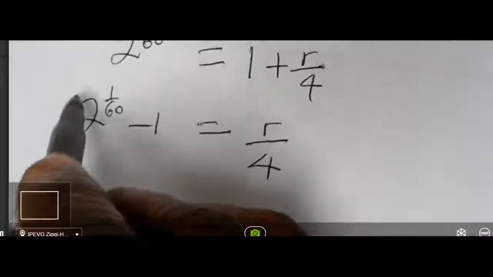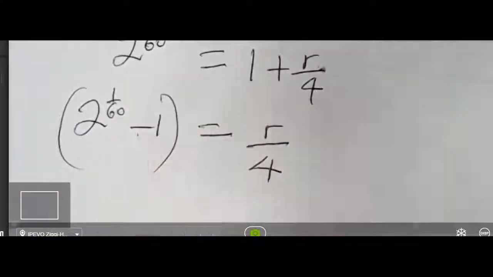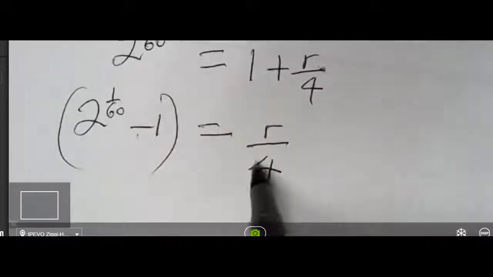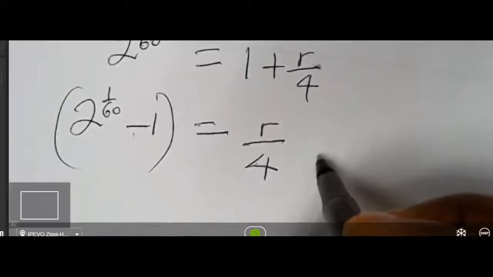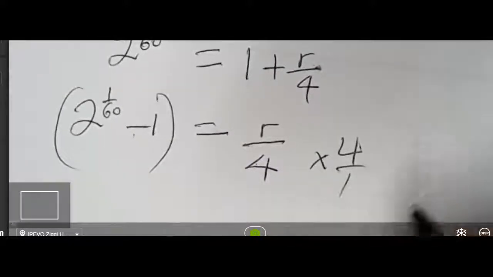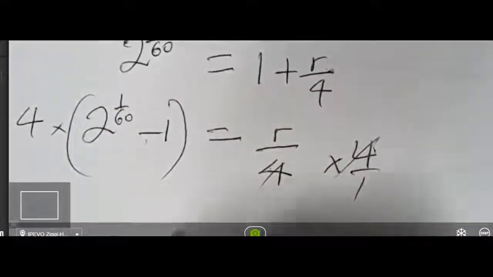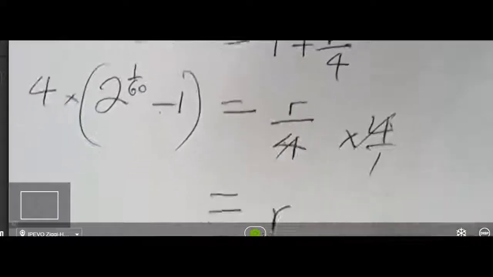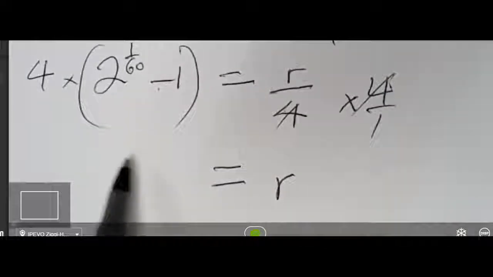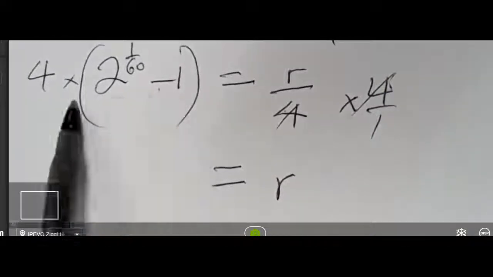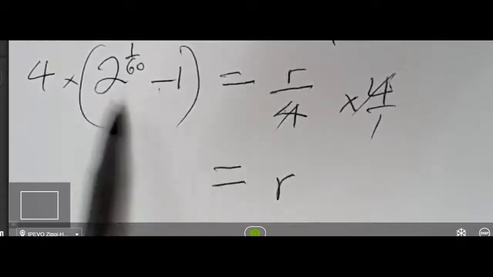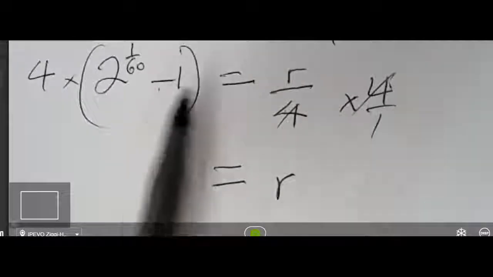And since there are 2 terms, we want to put that inside parentheses too. And we can next multiply both sides by 4. If we multiply both sides by 4, that will cross out and we get our r. So now, of course, we can plug this into our calculator. The graphing calculator will do that for you.